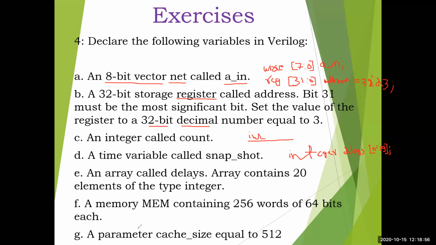Next, memory. A memory mem containing 256 words of 64 bits each. First of all, memory is a combination of register and array. So the memory keyword is reg. It is 64 bits each, so that's why a vector should come, 63 to 0.